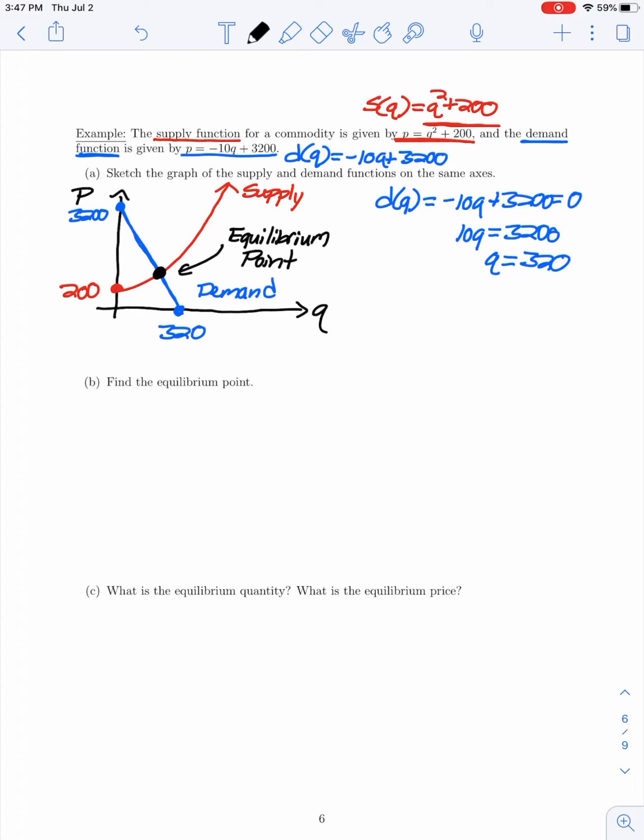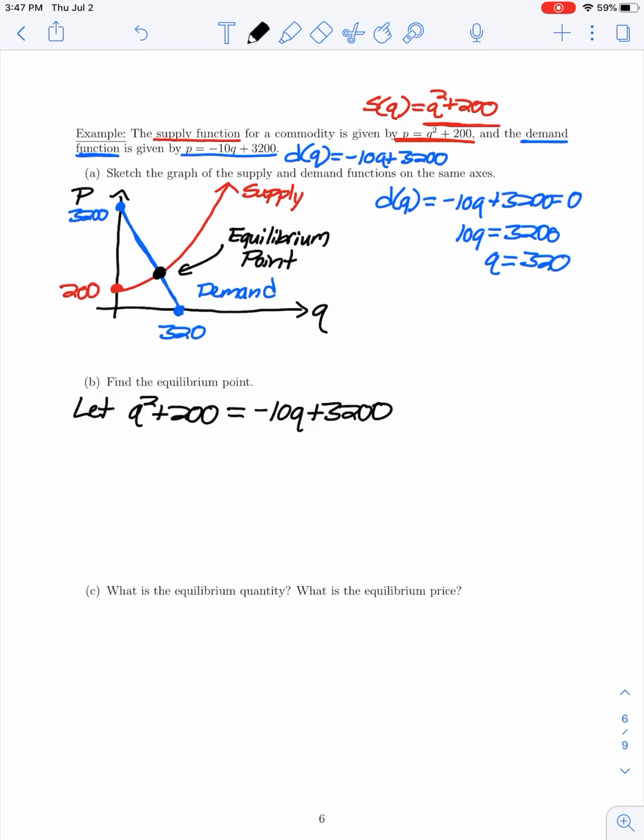So in part B, we're asked to find that equilibrium point. What is the price and the quantity supplied or demanded in equilibrium? In order to find this equilibrium point, we're going to set supply equal to demand. So we take Q squared plus 200 and set it equal to our demand function, which was negative 10Q plus 3,200.